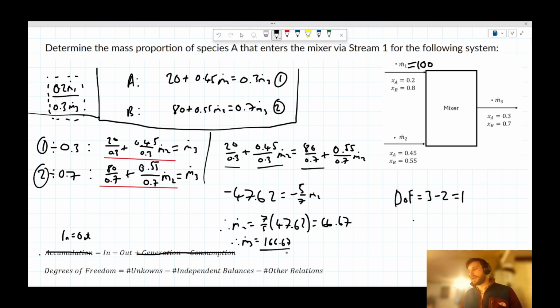Okay. Now, since what we noted earlier is that we're looking for this 0.2 M1 over 0.3 M3 idea, we can substitute those values in. We can say this is 0.2 times 100 over 0.3 times 166.67, and this is all equal to 40%. Okay, so we land on 40%.